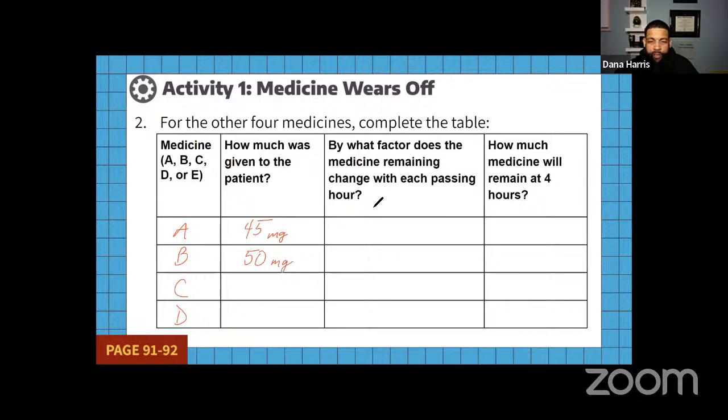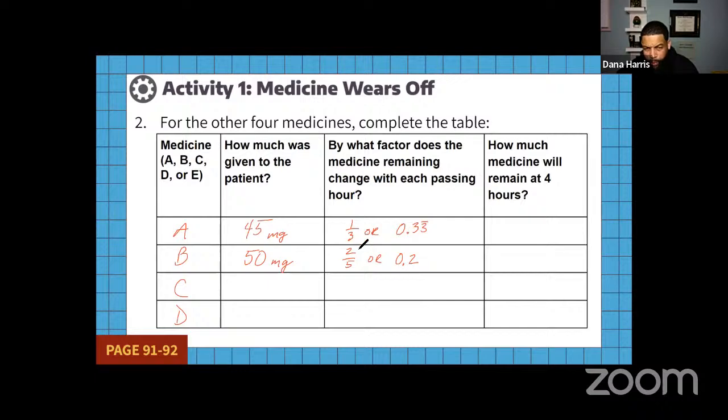It says, by what factor does the medicine remaining change with each passing hour? For here, I have 1/3, or as I mentioned, 0.33. Okay. Here, how much medicine? Well, let's get to that next. Here we have 2/5 or 0.2. Okay.